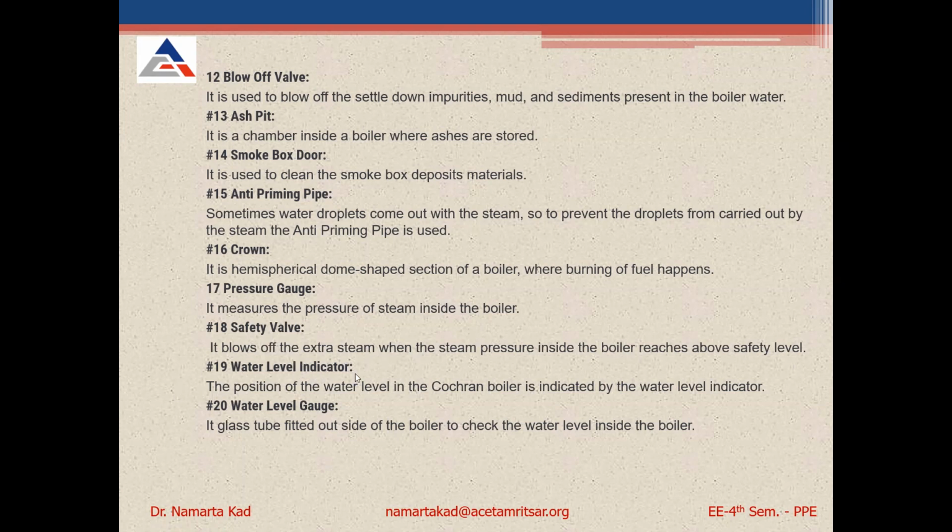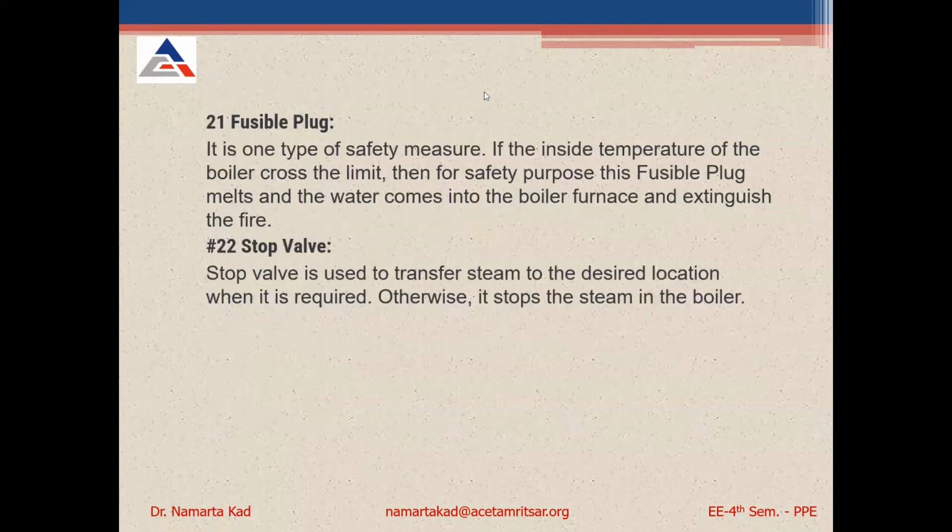Then the water level indicator is there. The position of the water level in the Cochrane boiler is indicated by the water level indicator. What is the level of the water? Then the water level gauge. It is a glass tube fitted outside of the boiler to check the water level inside the boiler. It is again related to checking the water level.